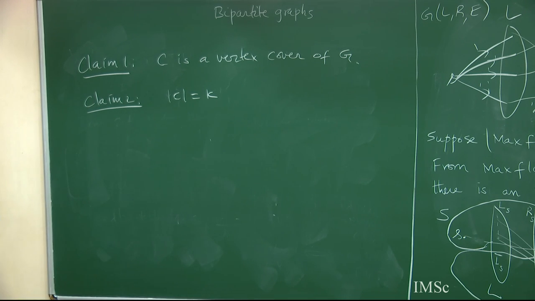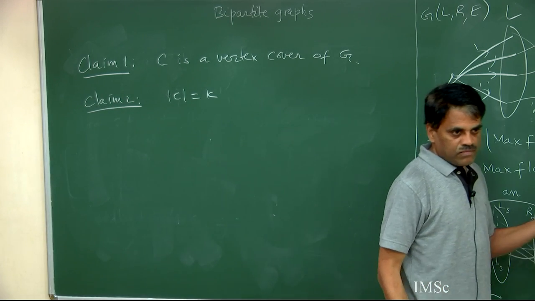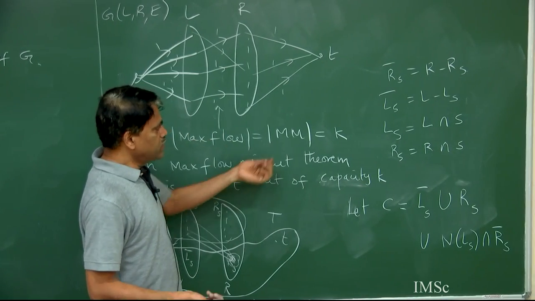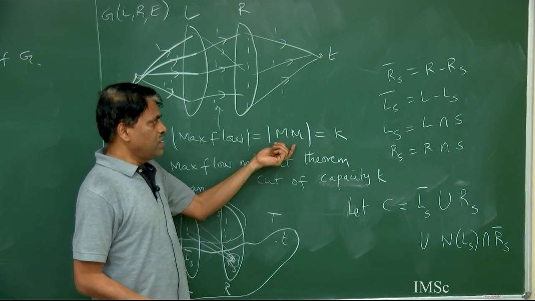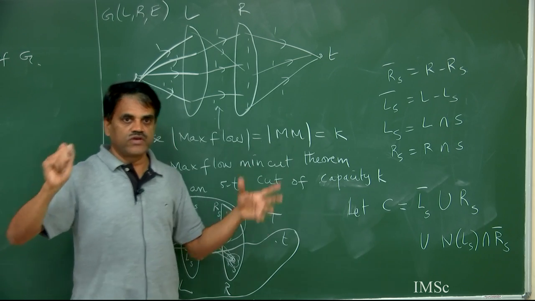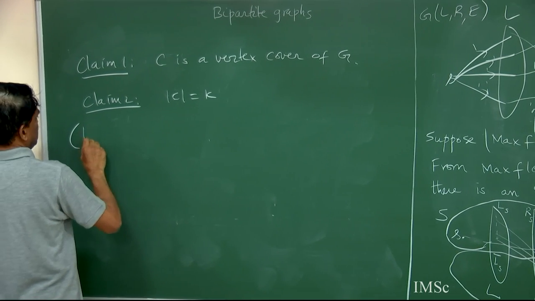Yeah, because what is my goal? My goal is to produce you a vertex cover of size K. Because to show that maximum matching is K, note that if your maximum matching is K, any vertex cover size must be at least K. This is very, very important, useful information, which we will keep using later on.